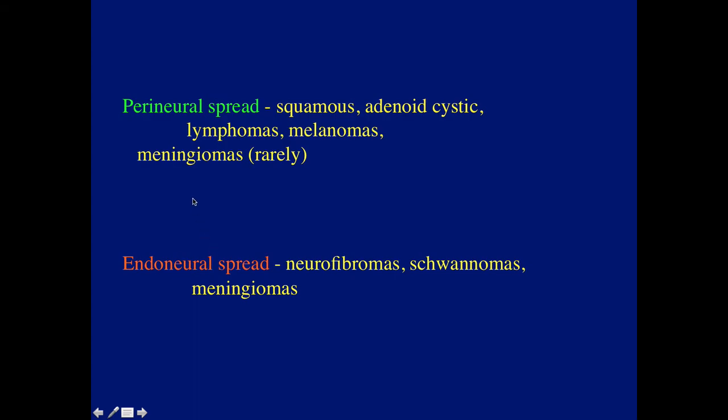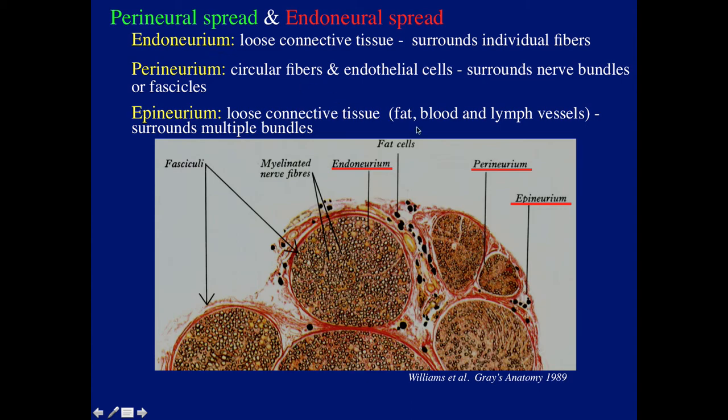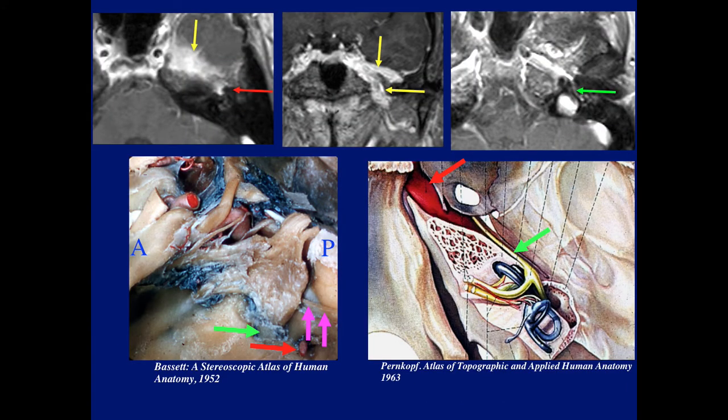And remember, I talked before, perineural spread usually will be squamous, adenocystic, lymphoma, melanoma, rarely meningioma. Endoneural is more neurofibroma, schwannoma, and meningioma. So this has to do with which layer of the fibers covering the nerves is involved. But this is an example of likely endoneural spread from this meningioma to travel along the greater superficial nerve towards the IAC.